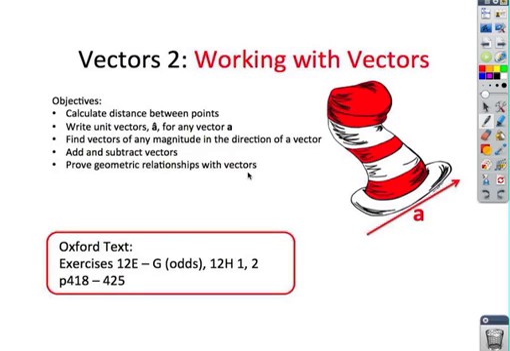All right, this is your second vectors lesson. In this lesson, as the title says, we're going to be working with vectors, some of the same ideas that we've worked with in the first lesson.